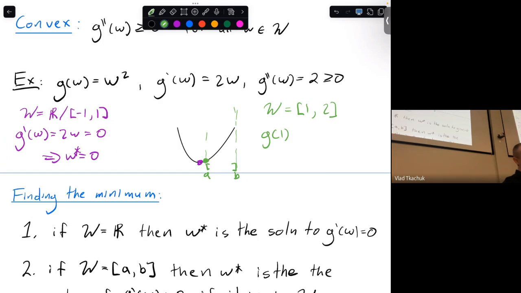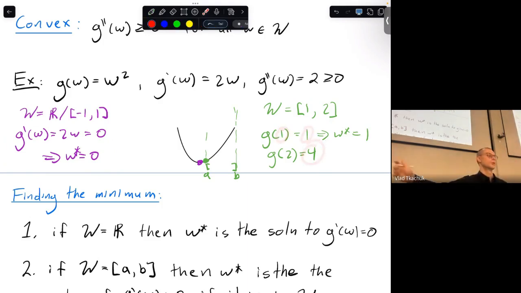So I check g of 1, that's equal to 1. I check g of 2, that's equal to 4. And I'm like, oh, then clearly this implies that W star here is equal to 1. Because at the point 1, I get the value of 1, which is smaller than the other endpoint 4. And this is because we have convexity, so we know that from this endpoint, you're increasing all the time, or if it was in this region, you were decreasing all the time. That's why it's okay to check the endpoints. Okay, so hopefully that has explained some of these things.